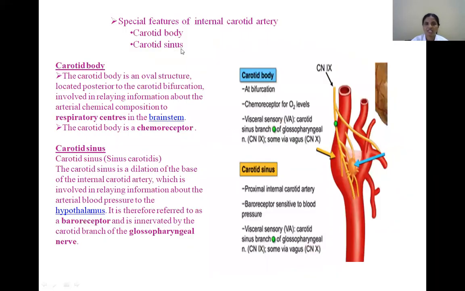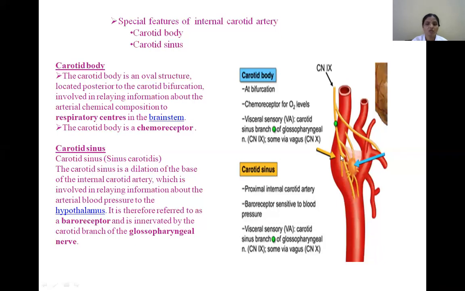Then what are the special features of the internal carotid artery? See, this is a common carotid artery and this is the bifurcation of the common carotid. So what is the bifurcation? Into laterally the internal carotid and medially, anteromedially, this is the external carotid artery. Exactly at the bifurcation, this internal carotid artery is dilated and forms a fusiform dilation.